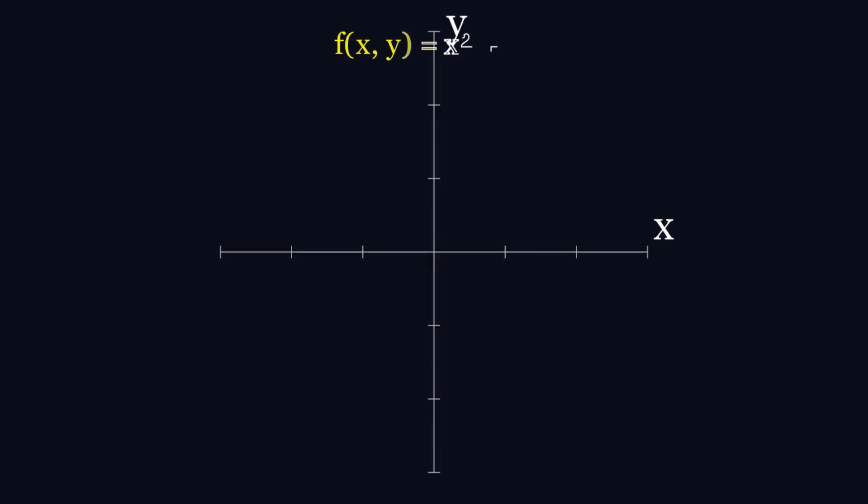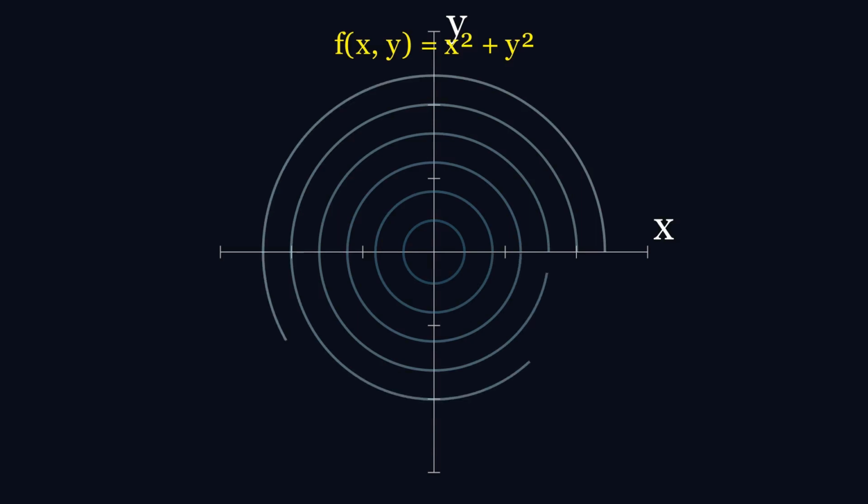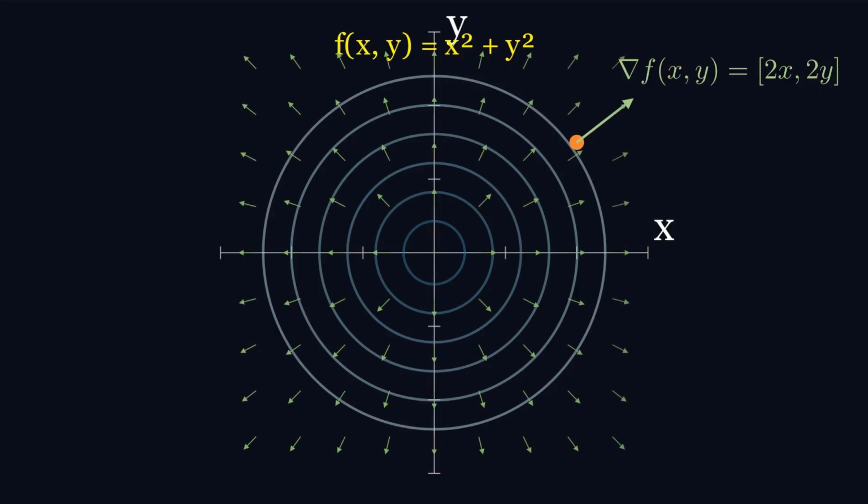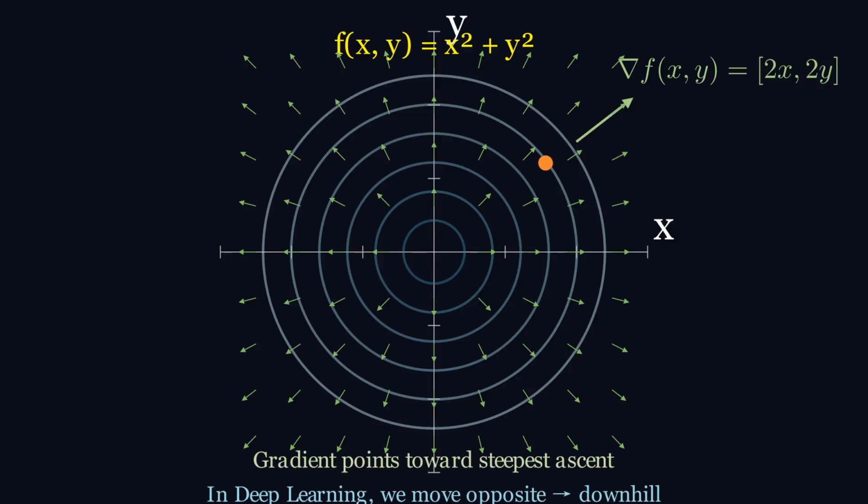So imagine a simple function f(x, y) equals x squared plus y squared. If we plot this, it looks like a perfect 3D bowl. The lowest point, which is the minimum, is at the very bottom where both x and y are 0. Now what happens if we drop a marble ball somewhere on the surface? It will naturally roll down toward the bottom. The direction it rolls in is not random. It depends on the slope of the surface at that point. Now that slope is what we actually call the gradient.